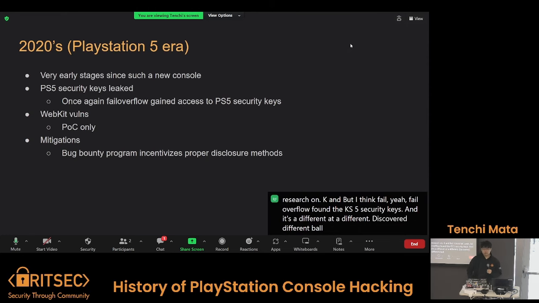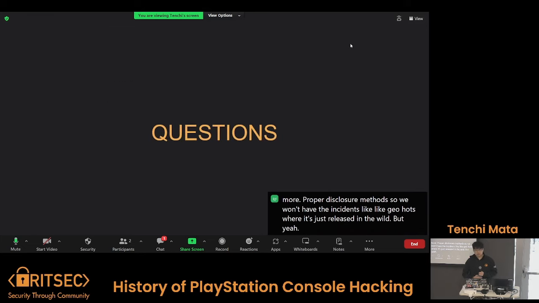But you still have WebKit vulns because of the web browser present on the PS5. Another great thing is that PlayStation introduced a bug bounty program. It incentivizes more proper disclosure methods, so we won't have incidents like GeoHot's, where it's just released in the wild. So that was kind of the history of PlayStation console hacking. Any questions?